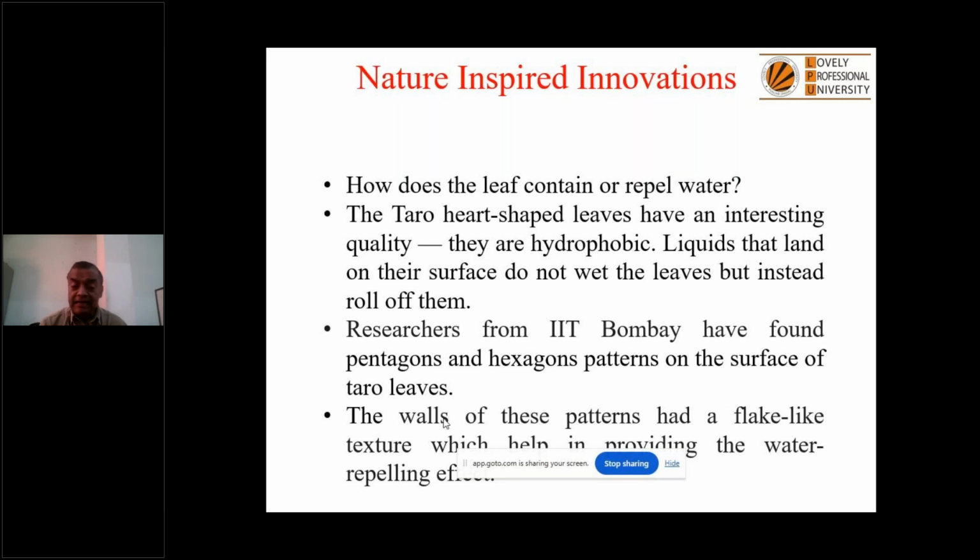So the walls of these patterns had a flake-like texture, and every drop of rainwater could be repelled away from that building. So once the building is painted, it will remain safe and will not deteriorate shortly, and it will remain for years and years. So this was a very good idea inspired from nature.